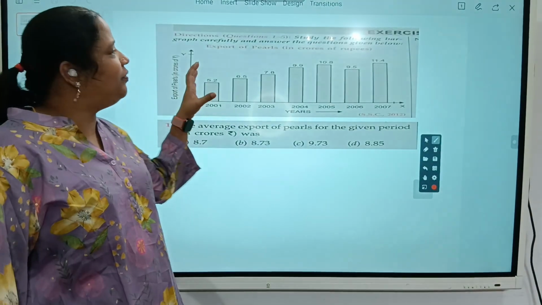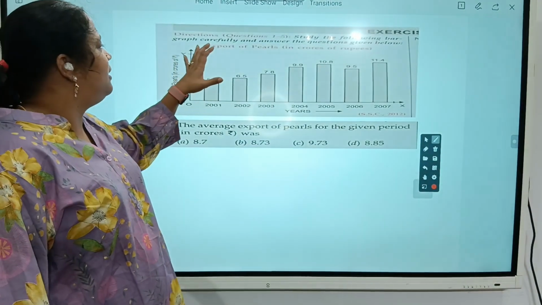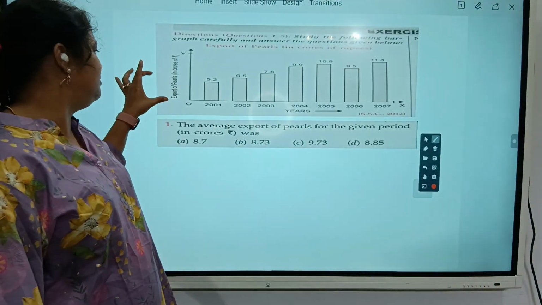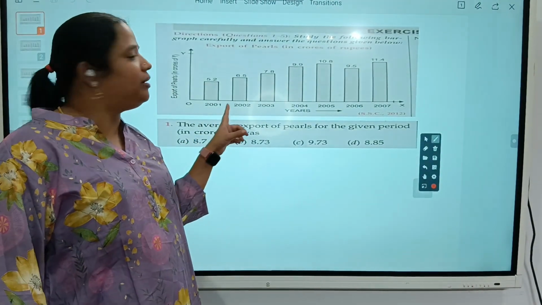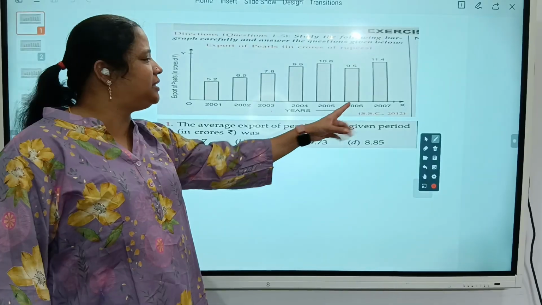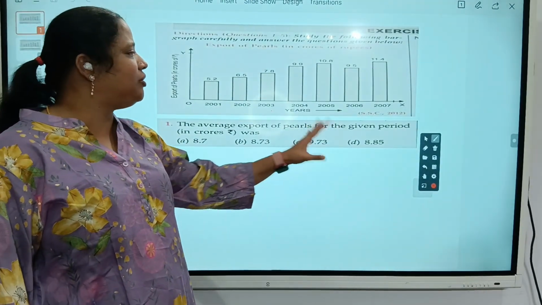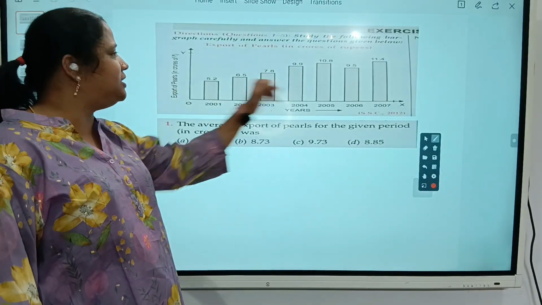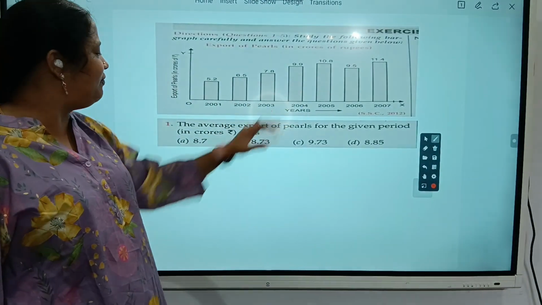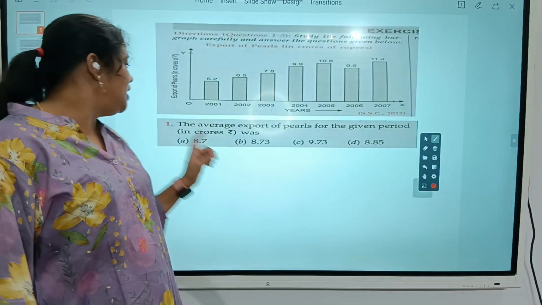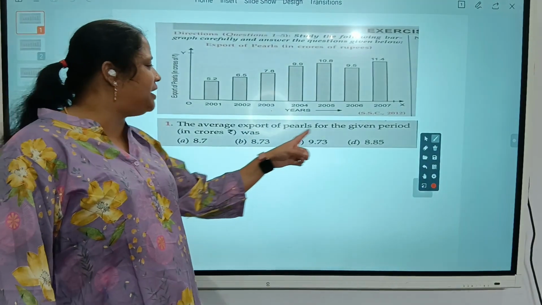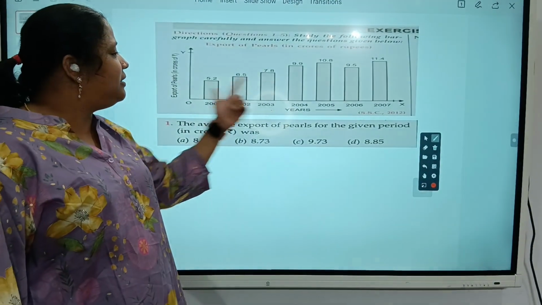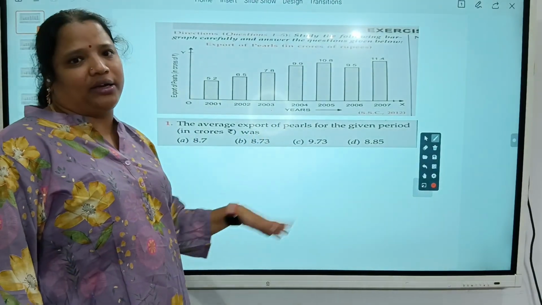Let us start with the first problem now. So in this graph, the export of pearls in crores of rupees is given. In the years 2001, 2002, 3, 4, 5, 6, 7, for 7 consecutive years, the export value of pearls in crores is given. Based on this graph, we have to solve the questions. The first question is: the average export of pearls for the given period in crores was. So for the entire period, we have to find out the average.